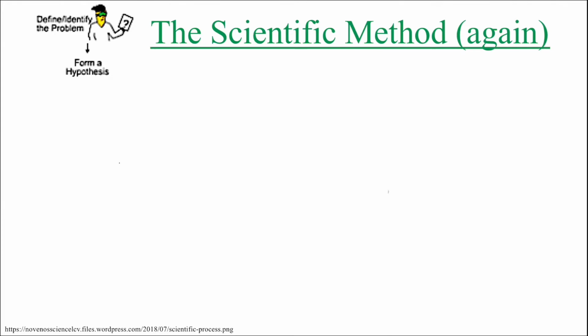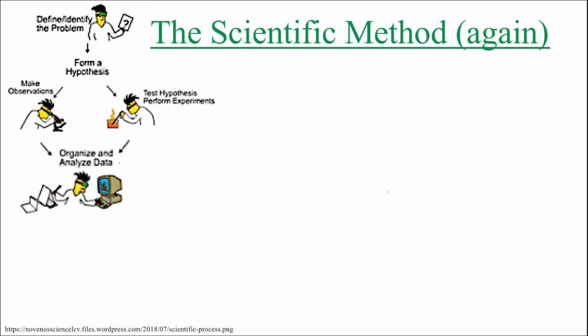So another look at the scientific method follows our dear friend Dr. Astronomer, who has defined a problem and formed a hypothesis about an observation that he previously had made. Now, he makes more observations and tries testing his hypothesis through a series of experiments. He collects, organizes, and analyzes the data that his experiment has produced, and now his question is, did those results line up with the expectations?